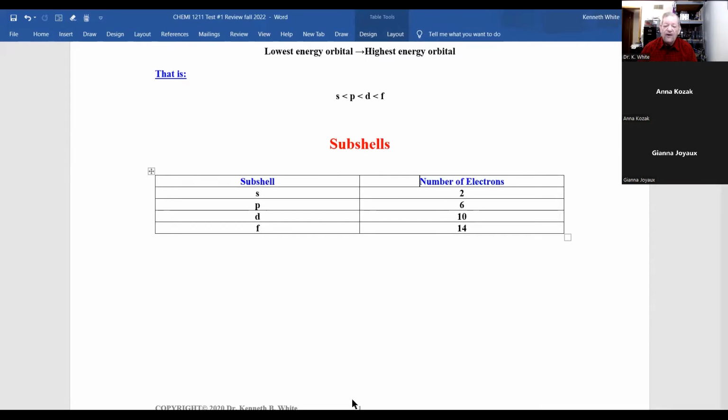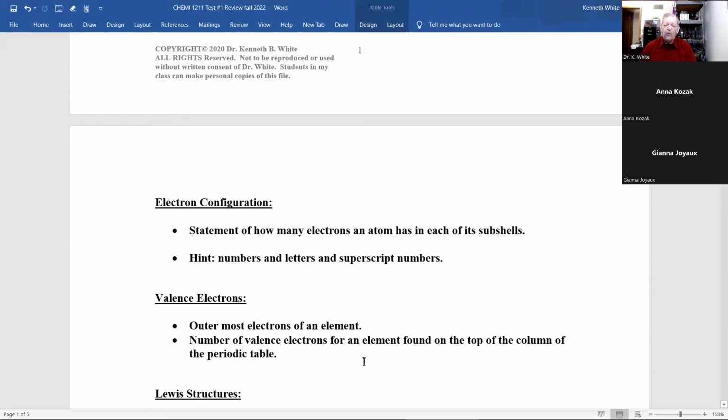Now, how do you show where the electrons are? Well, for my course, I'm asking you to learn electron configuration. That's the statement of how many electrons an atom has in each of its subshells. Remember, a subshell is named by a number and a letter. Example, shell 2, the first subshell is 2s, not s, 2s. And when you do electron configuration, we use numbers and letters and superscripts. Let's do a quick one.